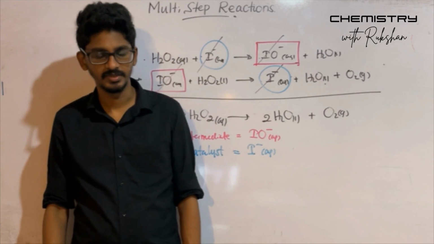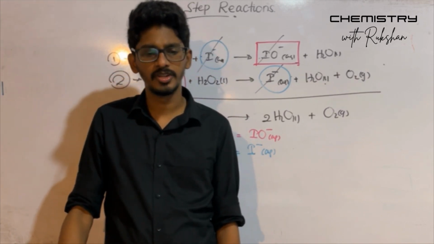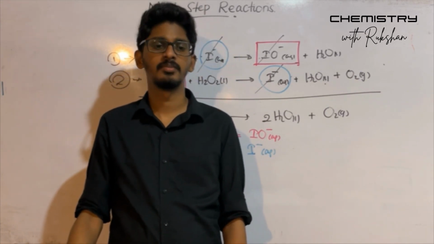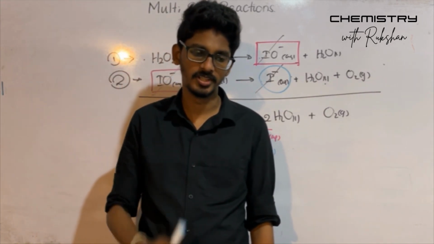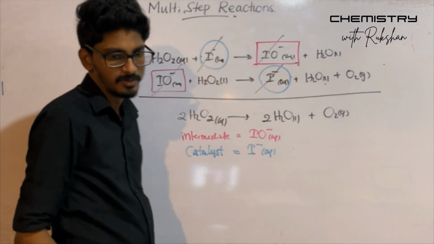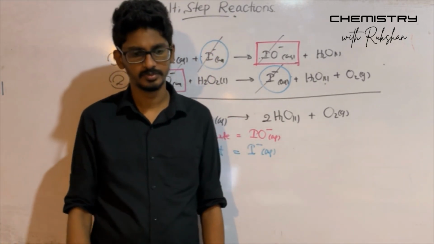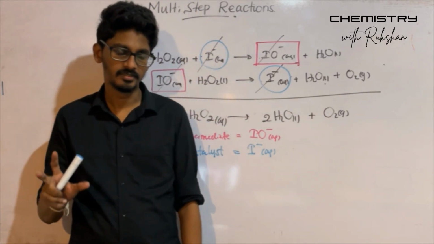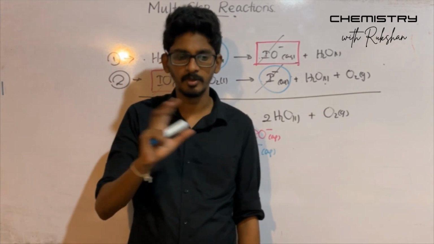If such a statement is there, that is true. Intermediates never appear in the overall reaction. Intermediates can be seen only in the mechanism. At the reactant side as well as the product side, you won't see intermediates appear. That is about the intermediate.